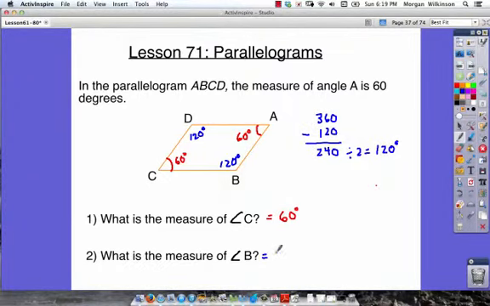What is the measure of angle B? It must be 120 degrees. Let's move on to our next example.